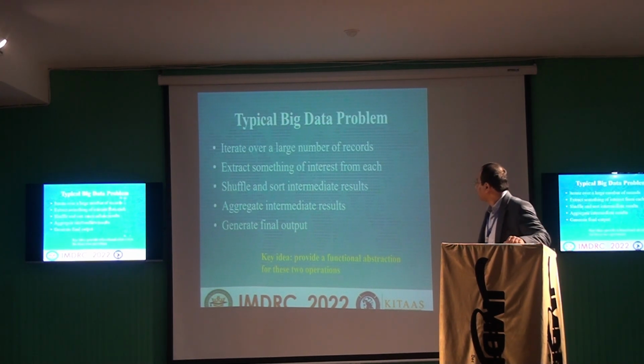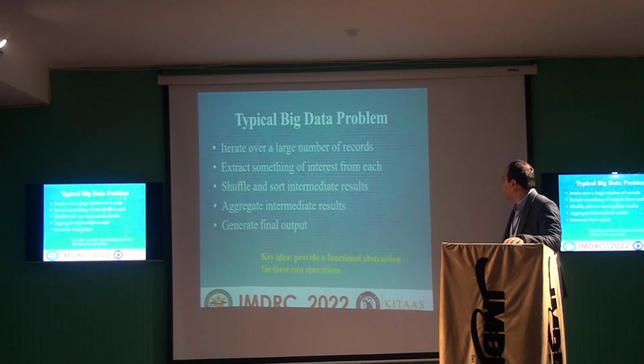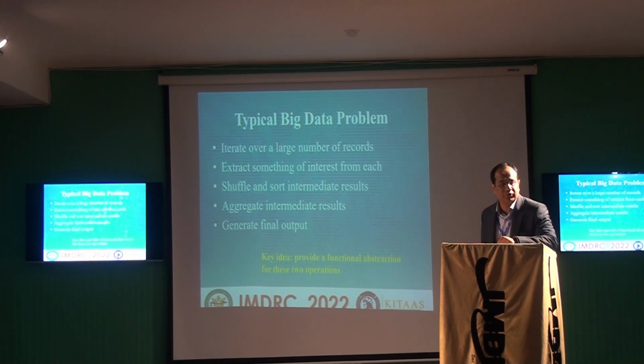Typically, a big data problem is: iterate over a large number of records, extract something of interest from each, shuffle and sort intermediate results, aggregate intermediate results, and generate the final output. This is actually the big data problem. How can you solve the big data problem?